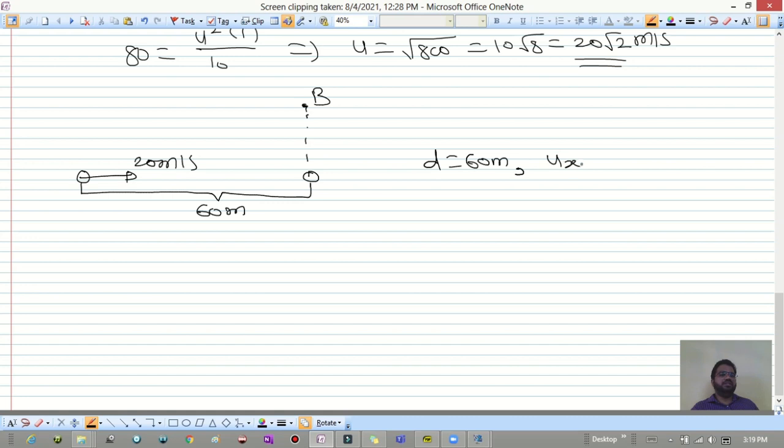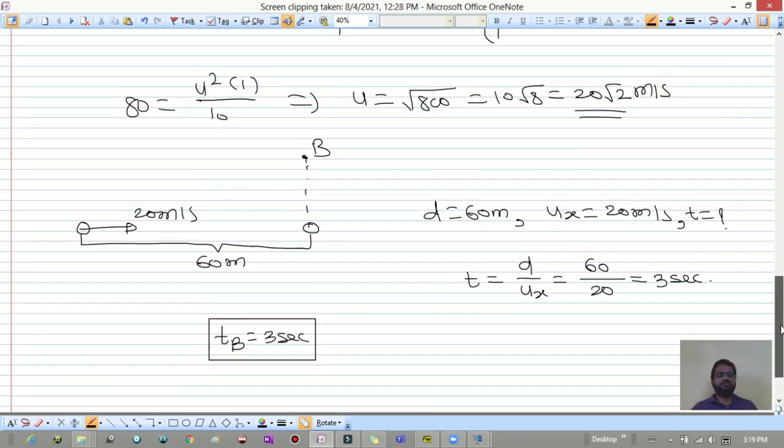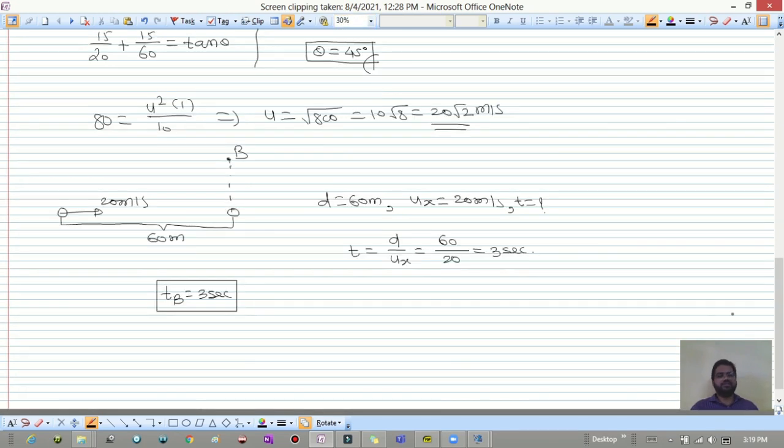The speed we have in the horizontal direction is 20 meter per second. Time we required, so we know that time is equal to distance by speed. So what is the distance? 60. What is the speed? 20 meter per second. Which is equal to 3 seconds. So time at B we have is 3 seconds. So I hope this is clear.